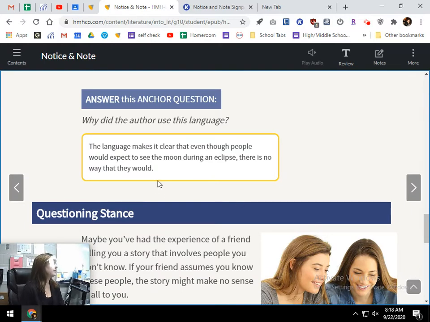Why did the author use this language? The language makes it clear that even though people would expect to see the moon during an eclipse, there is no way that they would.